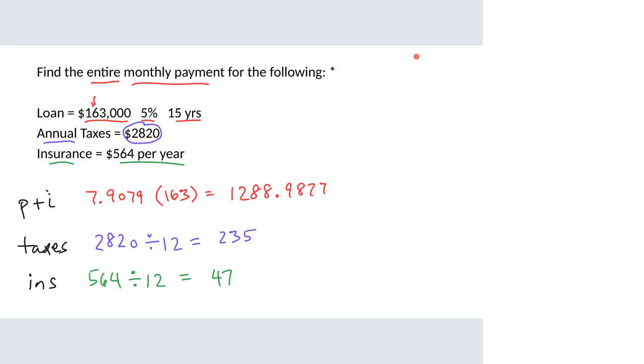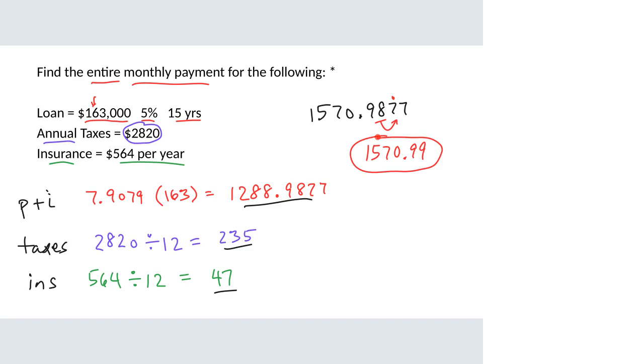Finally, in order to get our entire monthly payment, we are going to add these three components together. When we do that, we get $1,570.9877. This is about money, so we're gonna round to the nearest cent. We look one space to the right, that's five or bigger. So $1,570.99 will be our entire monthly payment.